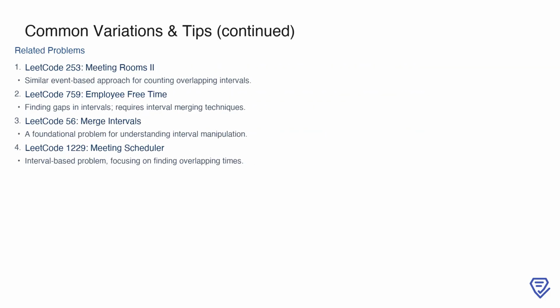The techniques used in the maximum population year problem are highly transferable to other interval-based problems. For instance, in LeetCode 253, Meeting Rooms 2, you use a similar event-based approach to count overlapping intervals. LeetCode 759, Employee Free Time involves finding gaps in intervals, which requires mastering interval merging techniques. LeetCode 56, Merge Intervals is another foundational problem that teaches you how to manipulate intervals effectively.